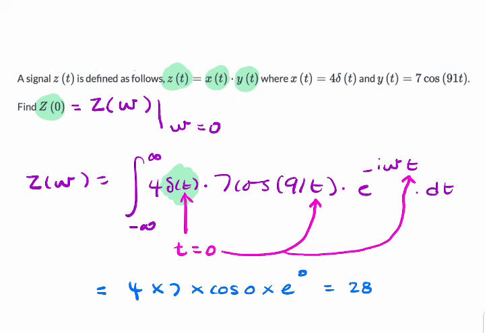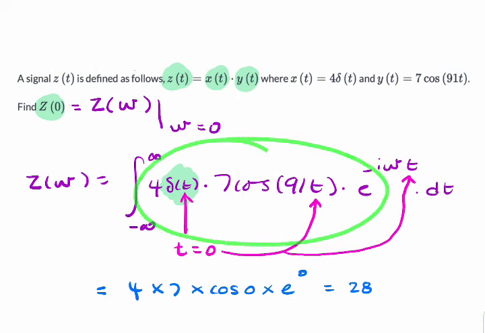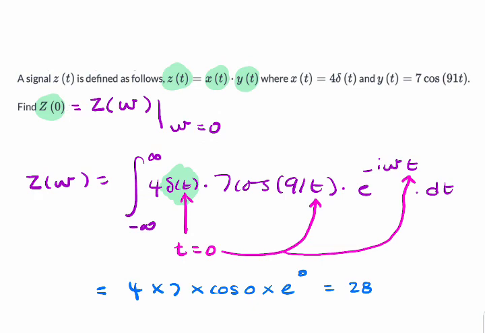So what looked like a lot of work, we ended up doing in one step simply by realizing that there was a sifting property we could apply. So that's how you would answer a question like that.